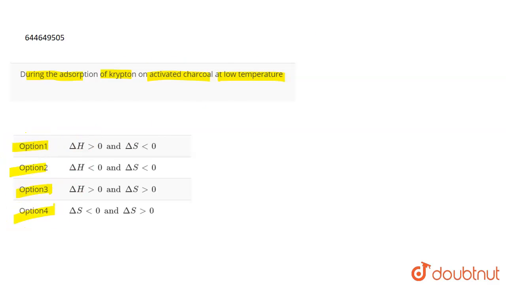So basically, whenever adsorption takes place, this is the surface. Let this be the surface of adsorption, which is the adsorbent. And adsorbate molecules are coming and getting adsorbed on the surface. So these molecules are known as the adsorbate molecules.